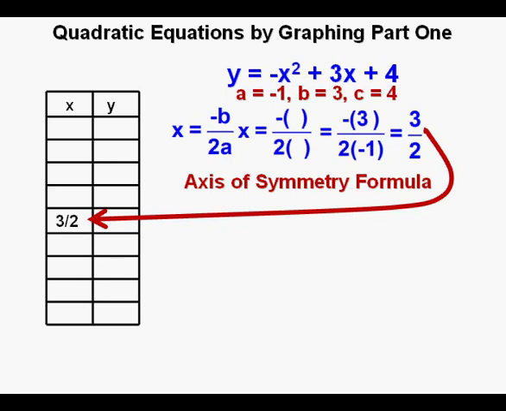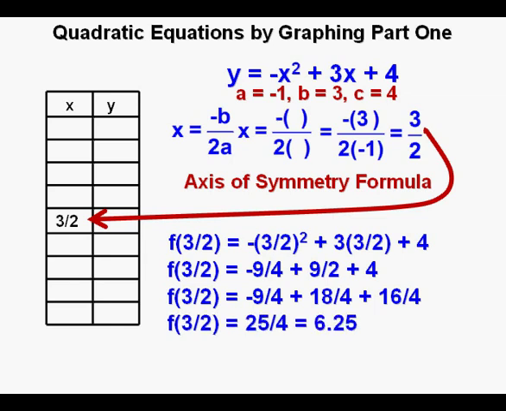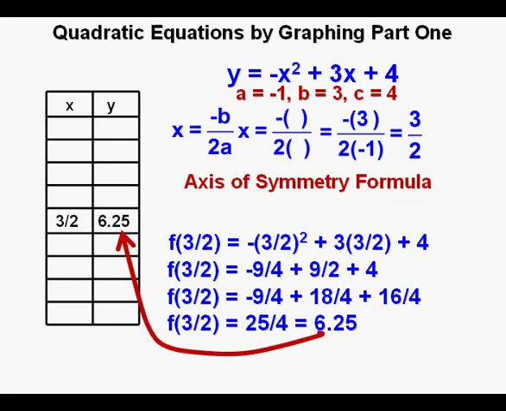And to find the vertex, we find f of 3 halves by inserting 3 halves wherever there is an x. And working it out, we have f of 3 halves equals -9/4 plus 9 halves plus 4. And converting each term to a common denominator of 4, we get f of 3 halves equals -9/4 plus 18/4 plus 16/4, which simplifies to 25/4 or decimalized 6.25, which we place next to the 3 halves in the table on the right side.